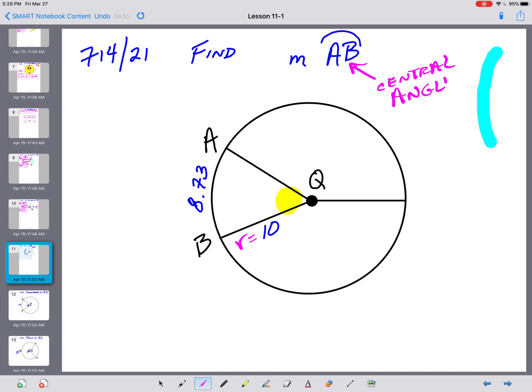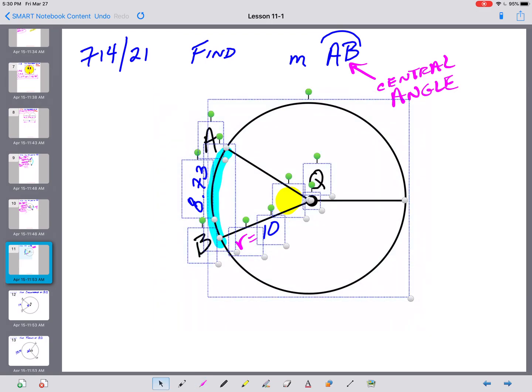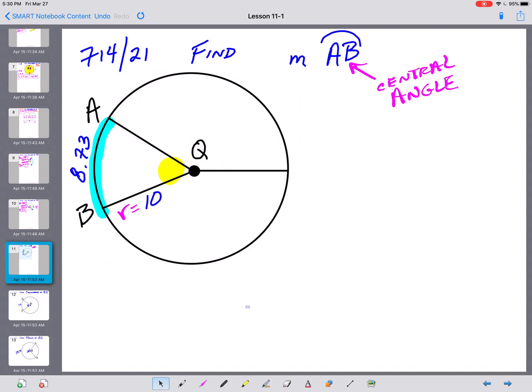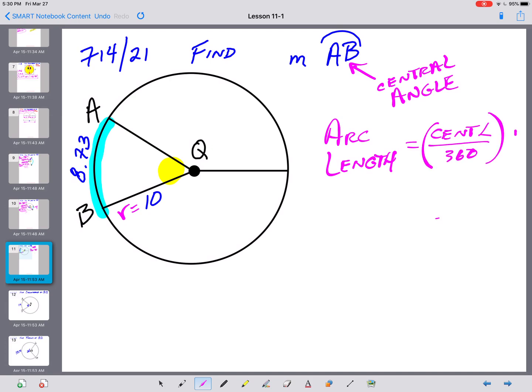They did give us the arc length. They gave us the radius. Well, let's use our formula. Let's move this over on the side here. Okay, here's our formula. Arc length equals central angle over 360 times the circumference.